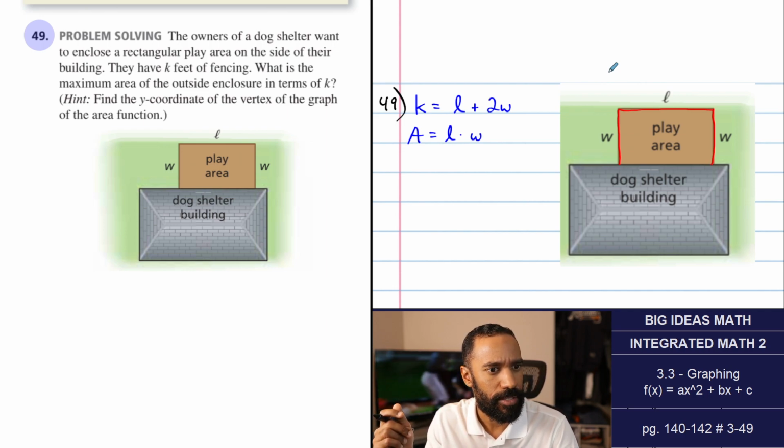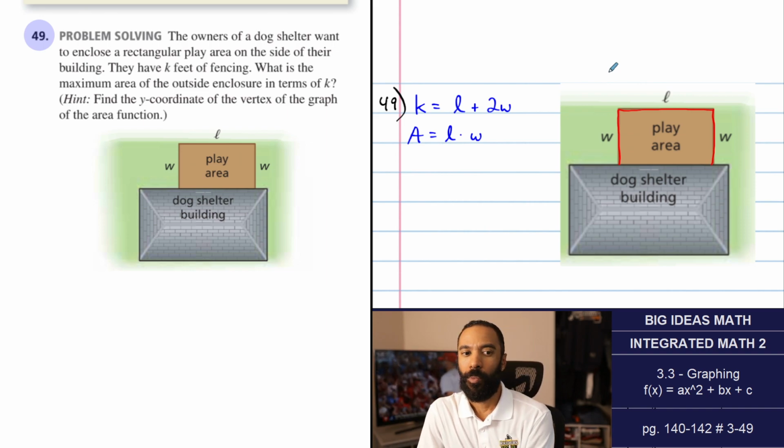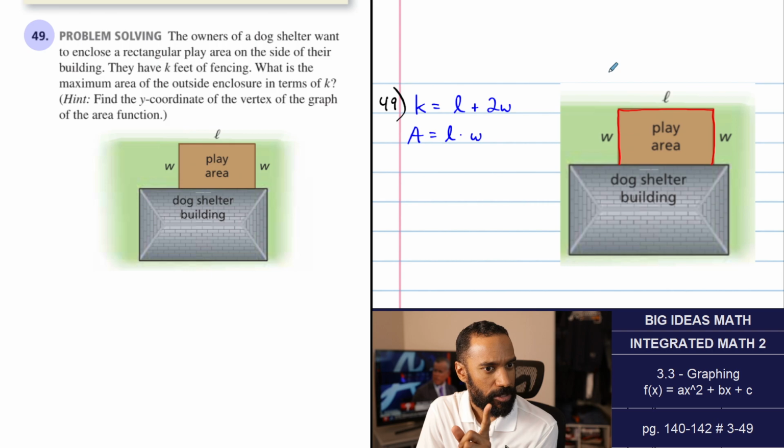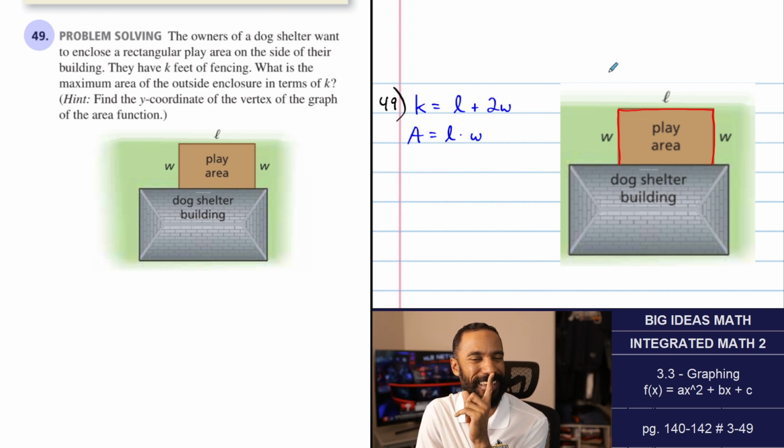One enclosure, rectangle, plane on the side. They have K feet. Okay. To maximize area. Wait, to maximize area or fencing? What is the maximum area? To maximize area, you generally want to square off your thing. No, that's for a perimeter. Oh, shoot. I've got to think of how I want to say this now.